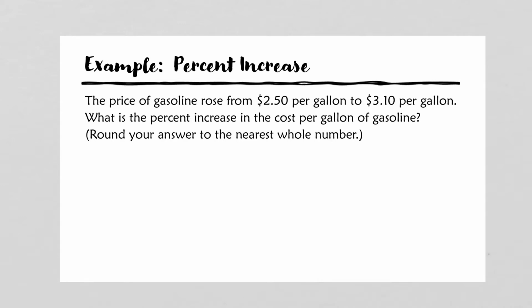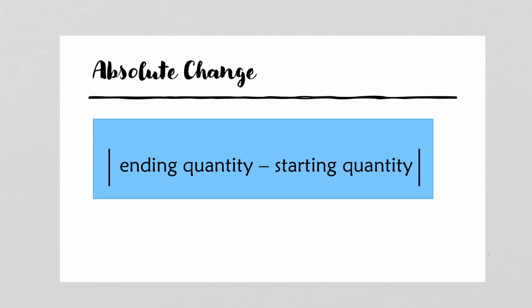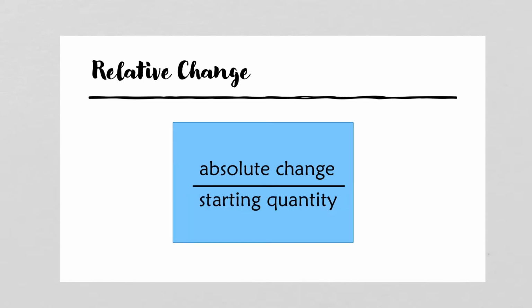This problem seems simple enough, but let's recall some formulas that we have looked at before and see how they might apply to this problem. For instance, we've already talked about an absolute change. Absolute change is the absolute value of the ending quantity minus the starting quantity. It's the absolute difference between two numbers. We've also discussed relative change. Relative change is the absolute change divided by the starting quantity. Hopefully, these two formulas look familiar to you.